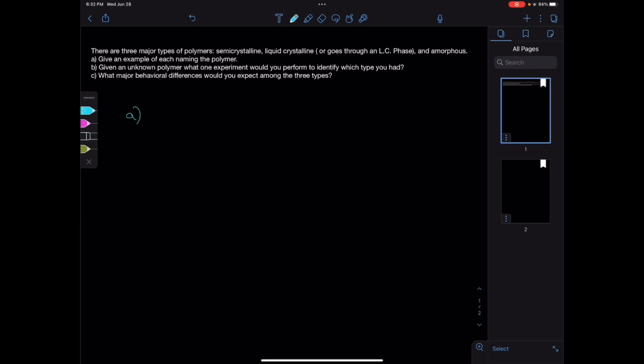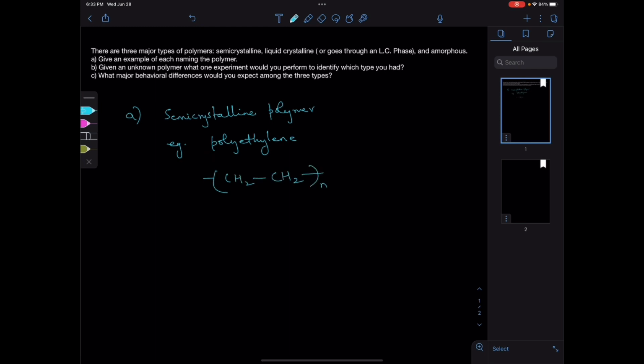For part A, an example of semicrystalline polymer would be polyethylene. So polyethylene is semicrystalline at room temperature. An example of liquid crystalline would be polyparaphenylene terephthalamide.